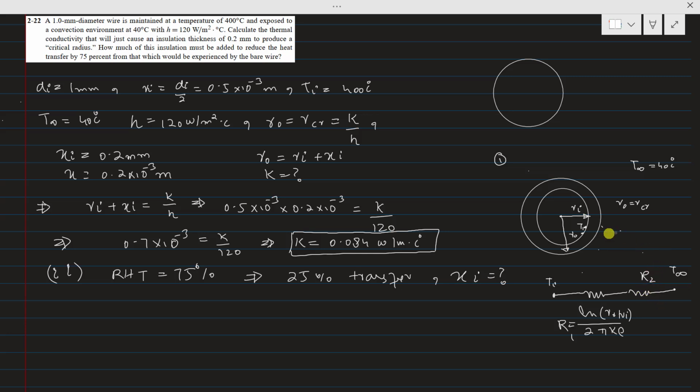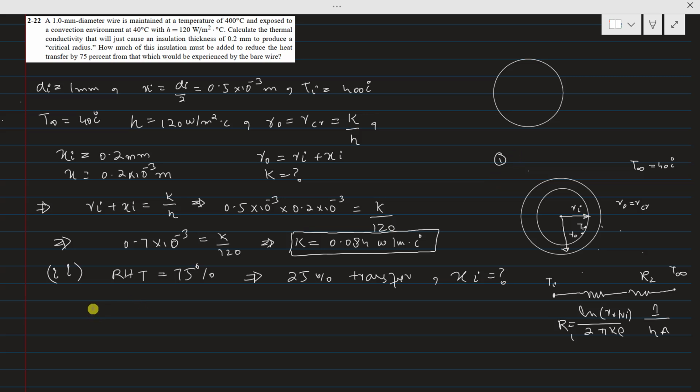The second heat transfer is convection heat transfer. This type of resistance that is offered to the heat transfer is equal to 1 divided by h into area, the surface area of this insulated wire. Okay, so this is the resistance network diagram. I hope you understand. If you still have any confusion, you can ask in the comment sections. So without wasting our time, we will move forward.